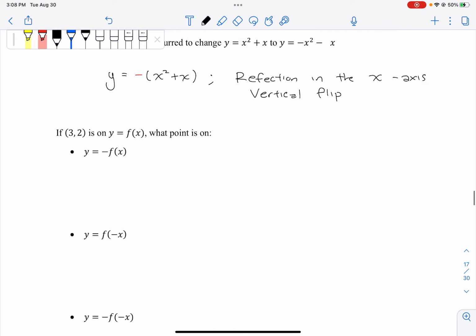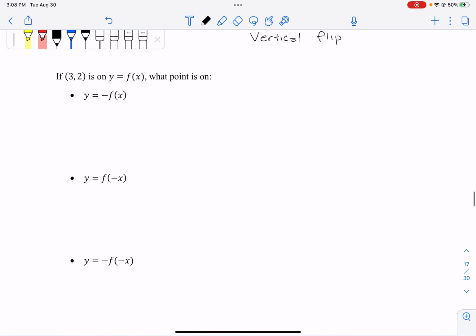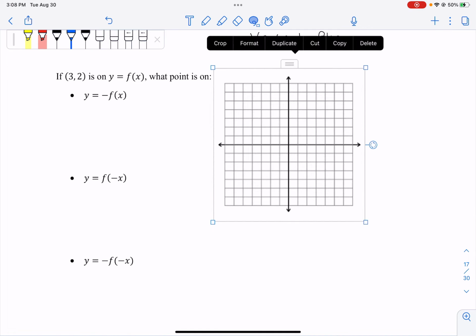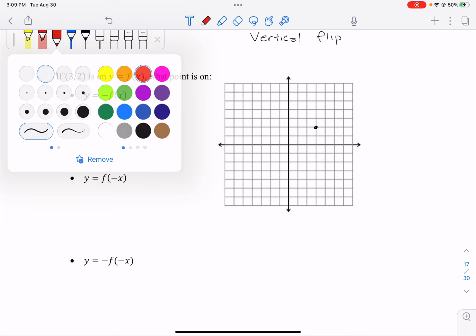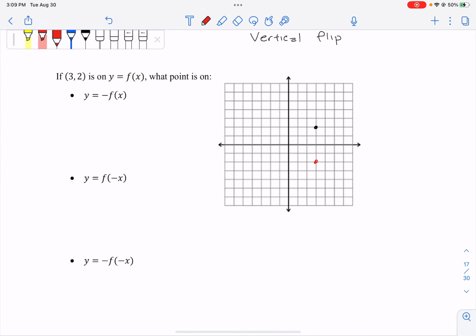For this video, we will end off with this last part. Let's say we have the point 3, 2. What happens when y is equal to negative f of x? That's a vertical flip. So your new point is here, 3, negative 2.